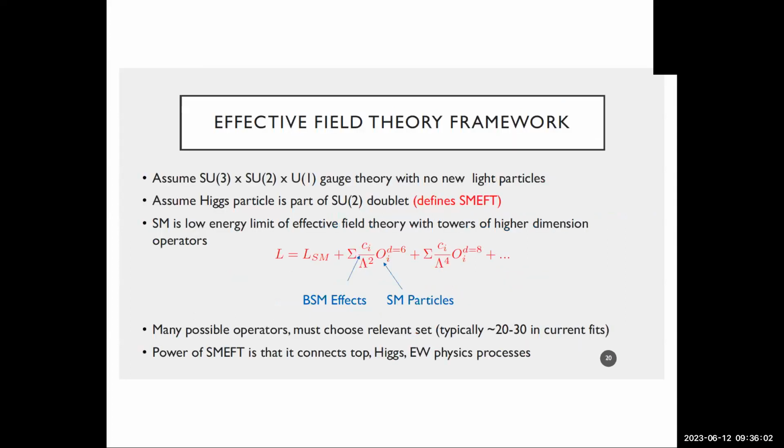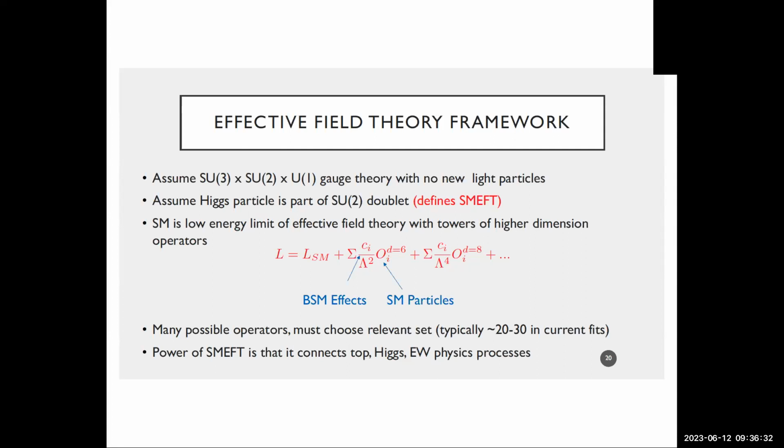So here's the framework for this effective field theory. We'll assume SU3, SU2, U1 gauge theory, exactly like in the standard model, so we won't mess with the gauge theory. And we'll assume that the Higgs boson is part of an SU2 doublet, because all the measurements that we make suggest that the Higgs really is in an SU2 doublet. This assumption is what defines the standard model effective field theory, the assumption that the Higgs is in an SU2 doublet.